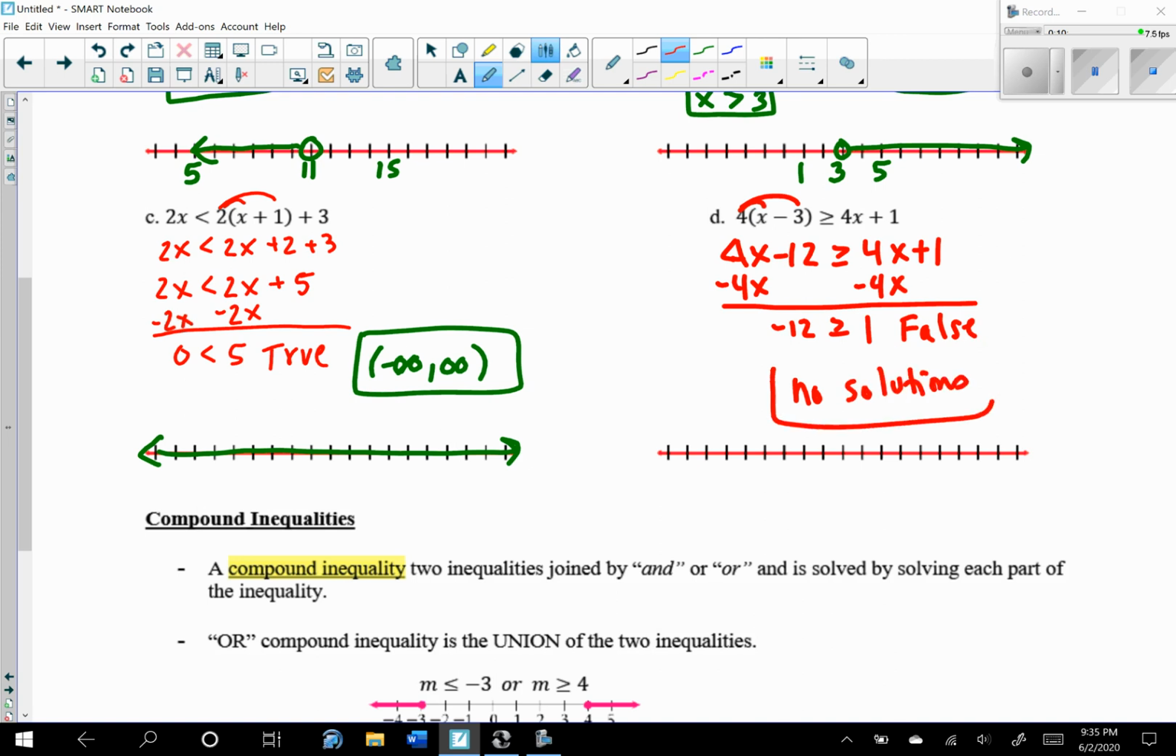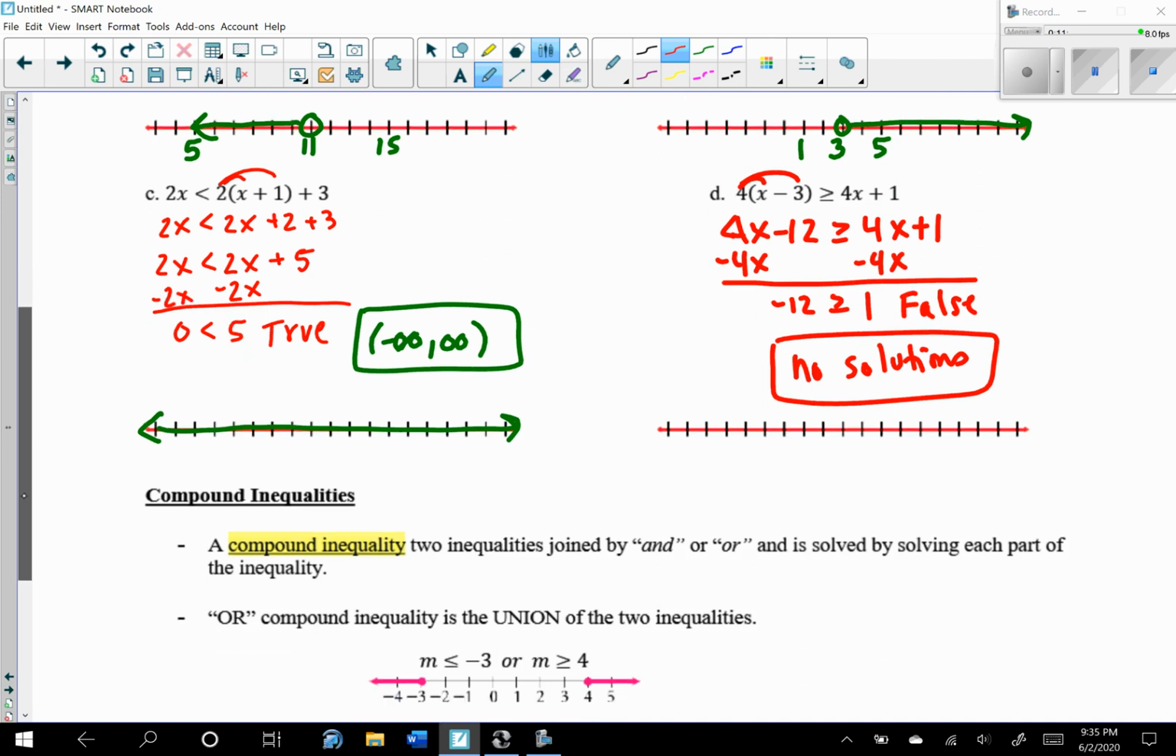That means when we solve this equation here, no matter what we plug in for x, this right side will never be greater than the left side, and that is why there are no solutions and nothing is graphed on the number line.